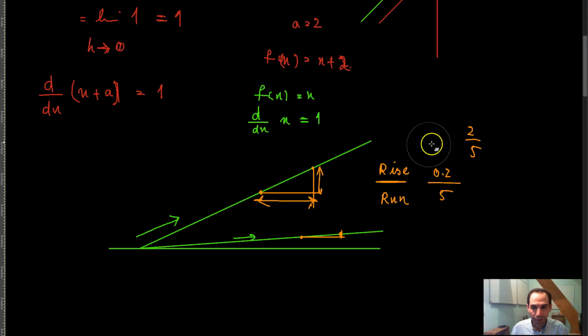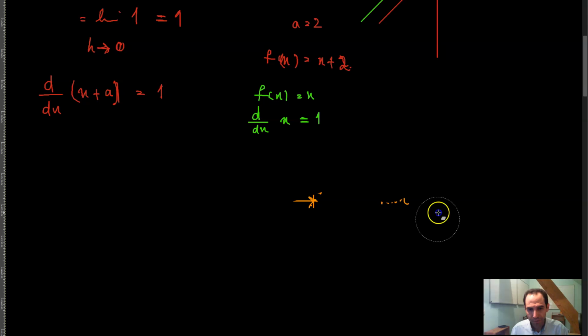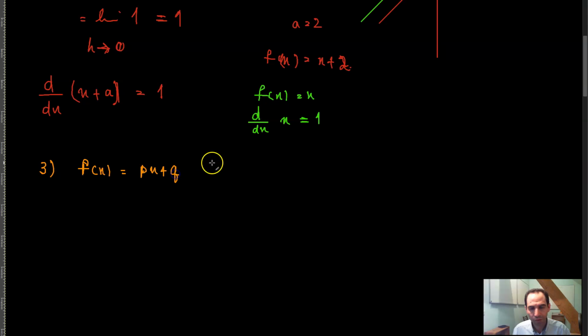Okay. Now, the second question that we have here is Px plus Q. Question number 3, let's call it f of x is equal to Px plus Q times r over x plus s. So we said that p, q, r, and s are constants.